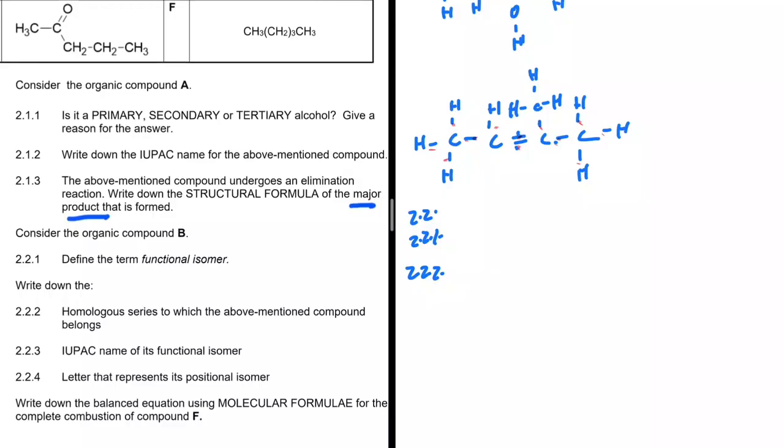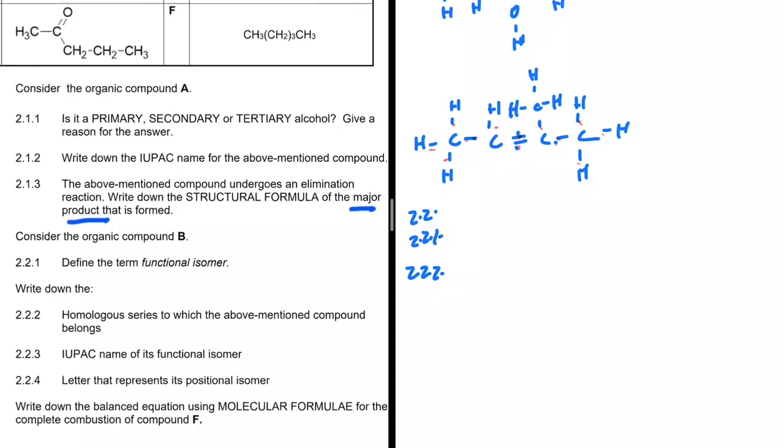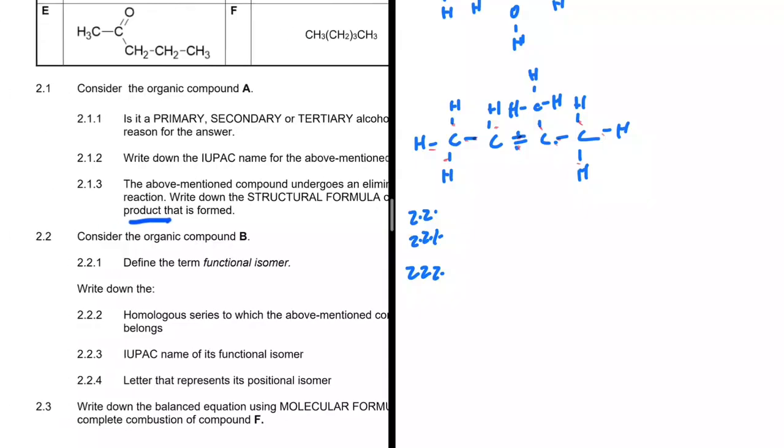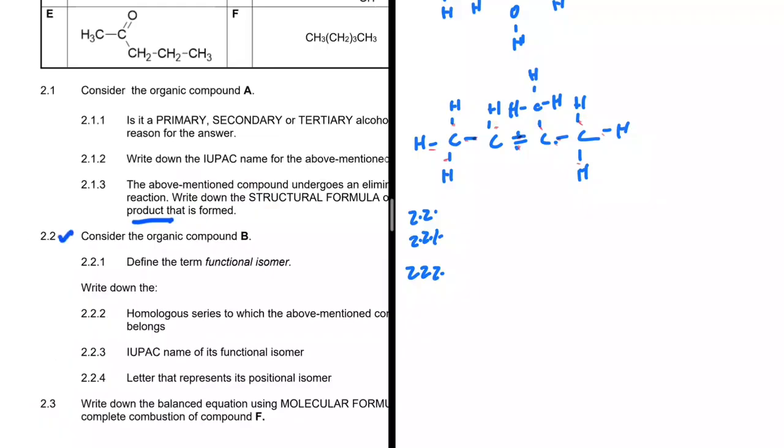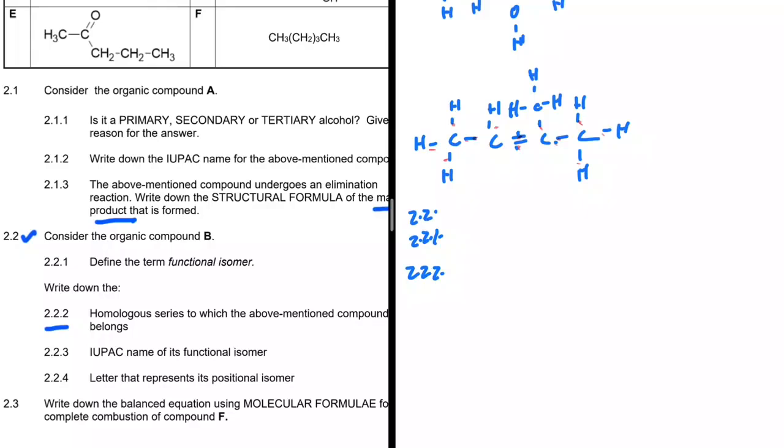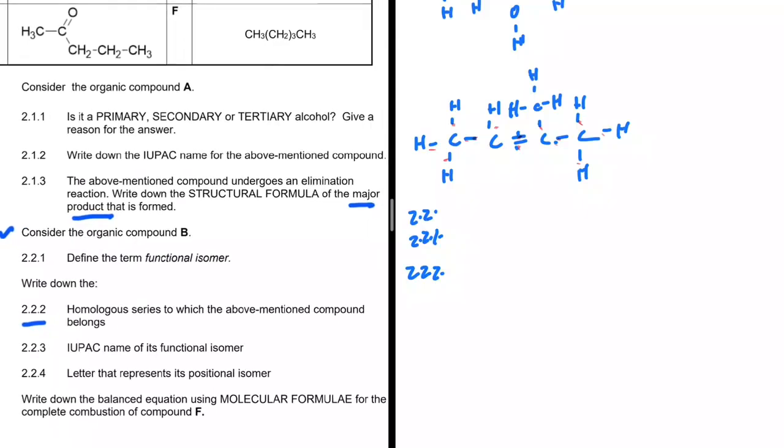And then 2.2.2, I'm expecting that the question is going to have something to do with isomers. Write down the homologous series to which the above mentioned compound belongs. Okay, compound B. I was starting to ask myself which above mentioned compound, because I was thinking 2.2.1, but it is compound B that we are referring to.